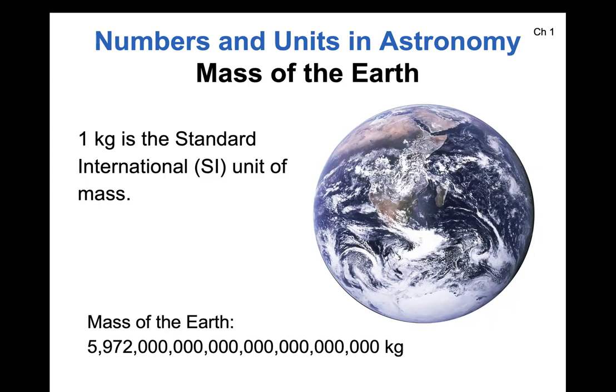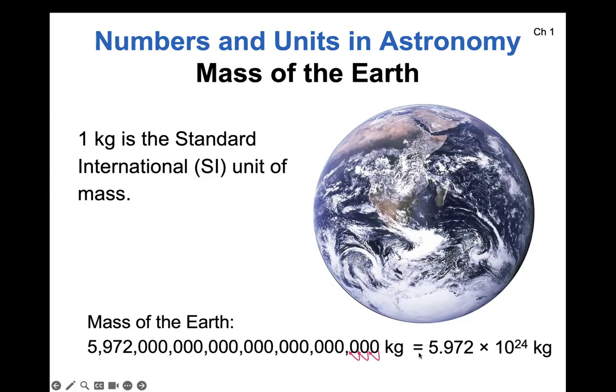And that's why in astronomy, we very often use scientific notation. We will often express numbers like masses of planets and stars in scientific notation. We'll do that with distances as well. So this full number with all of its zeros gets expressed as 5.972 times 10 to the 24 kilograms. Okay? So that's the way that we write scientific notation.